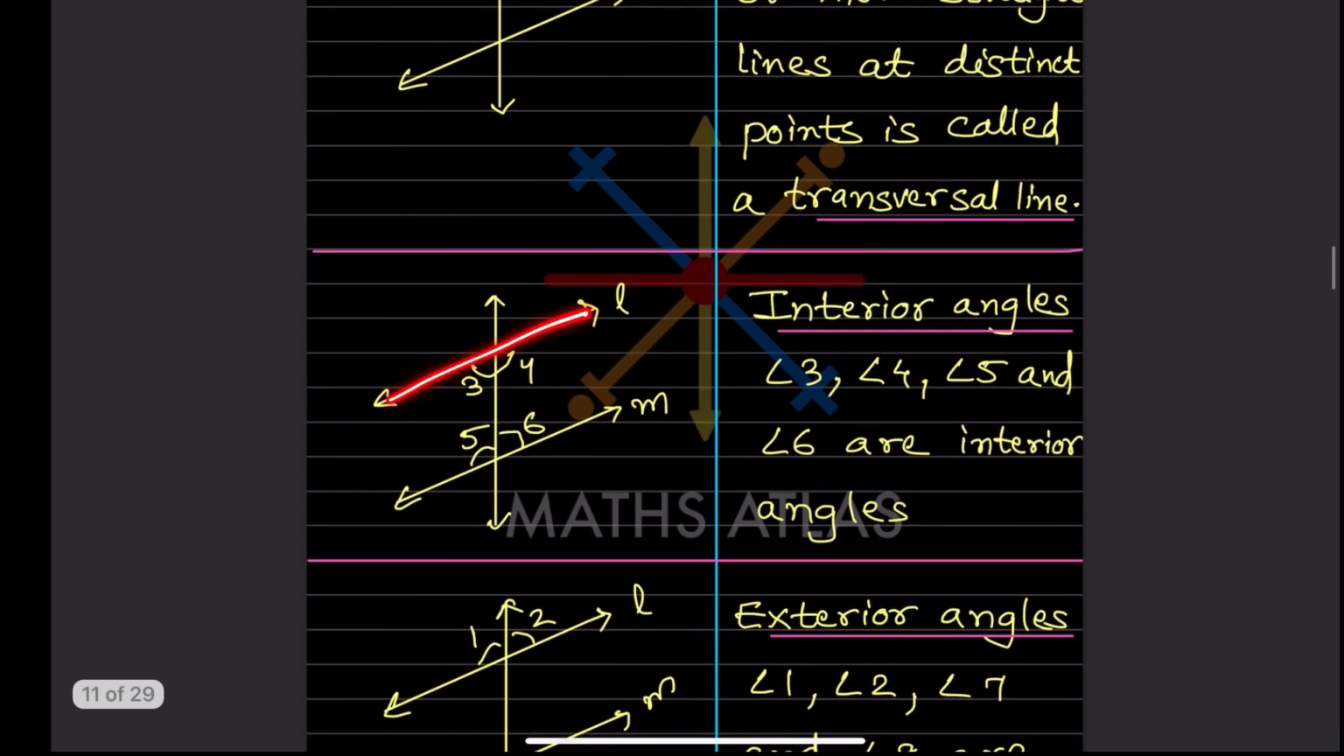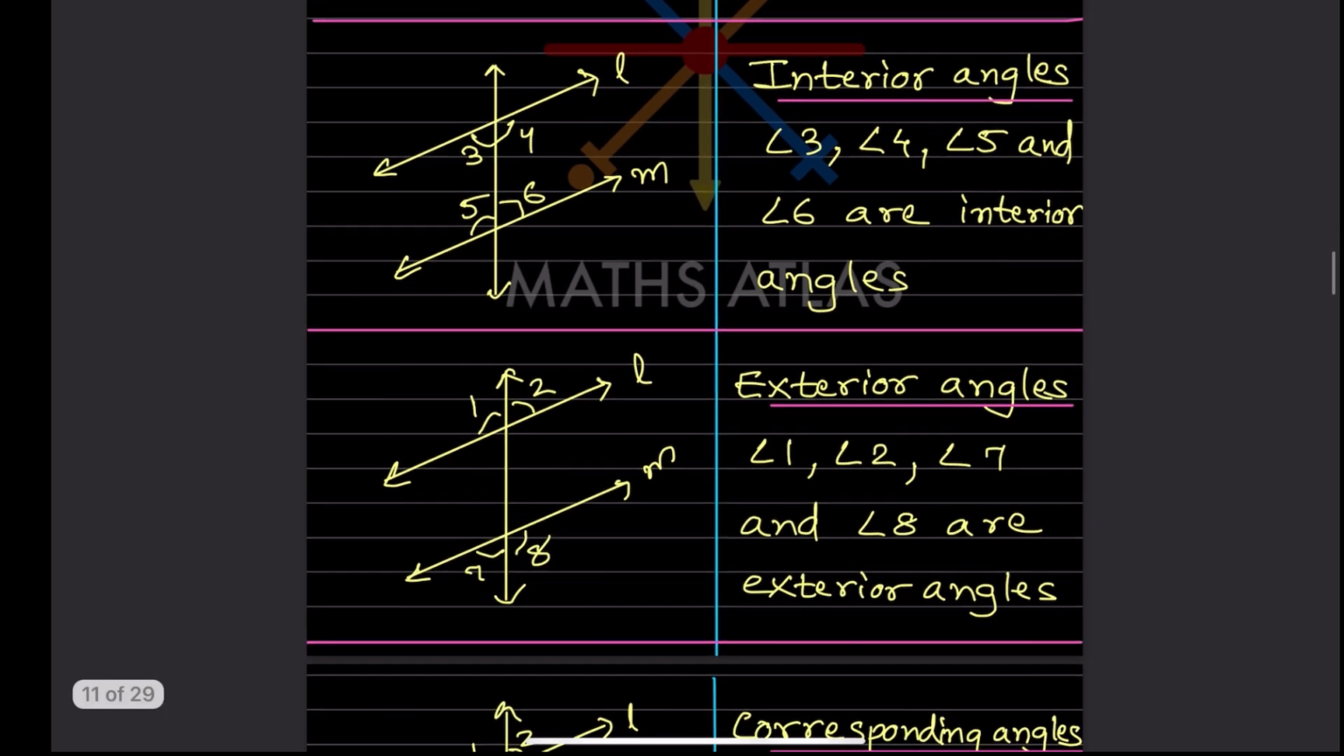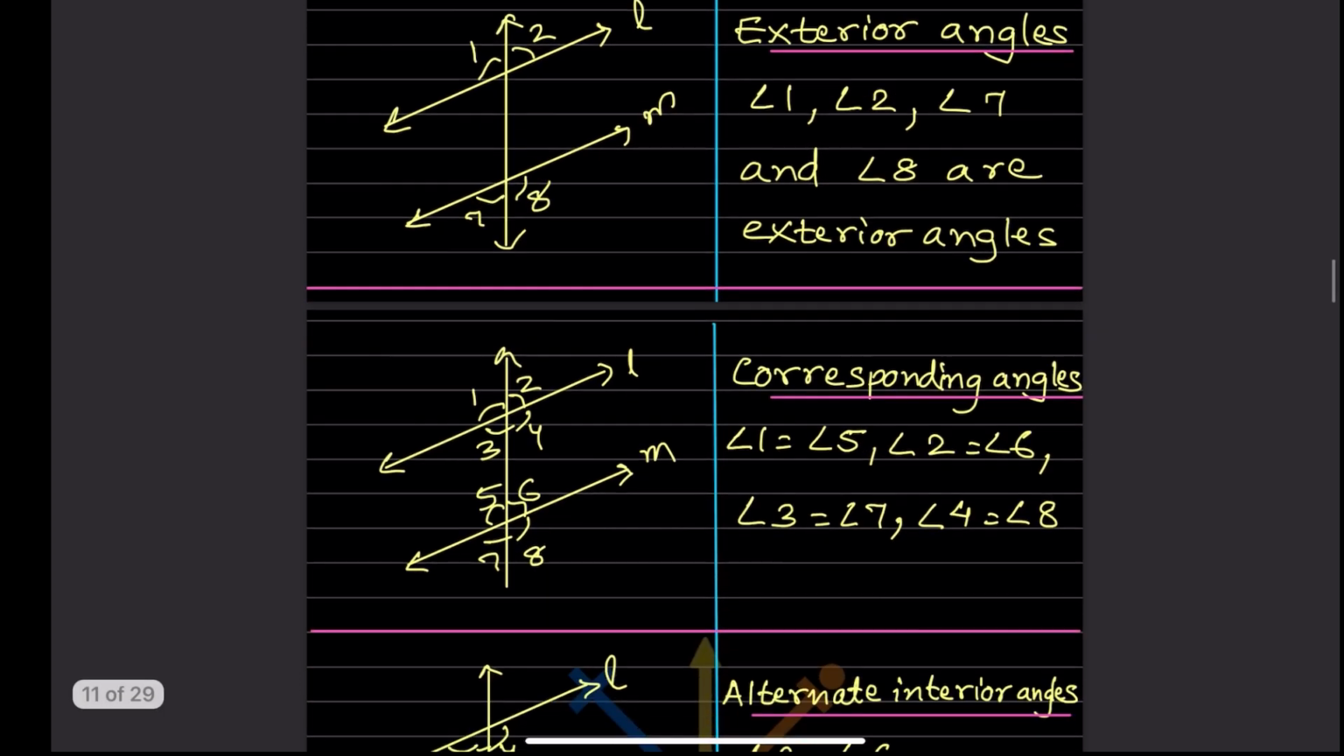Now these are the parallel lines, this is a transversal, and you can see inside these are the angles called the interior angles. So we can say 3, 4, 5 and 6 are interior angles. Now again these are the parallel lines, this is a transversal. Outside, this part and this part, angle 1, 2 and this 7, 8, are called the exterior angles. So angle 1, angle 2, angle 7 and angle 8 are the exterior angles.